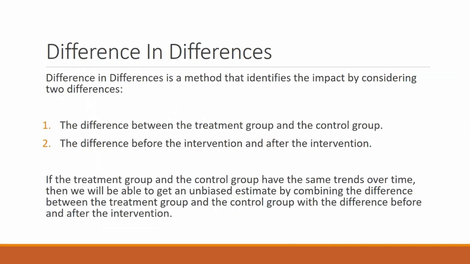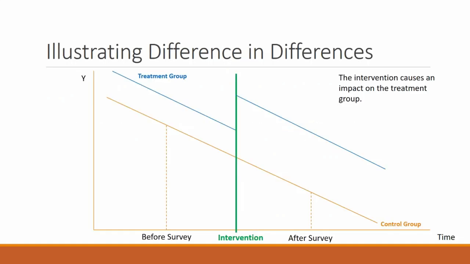But what I'm going to show you is that when I combine both differences, as long as the trends are the same over time, so as long as we have that parallel trend assumption, then if I combine these two differences, I will be able to get an unbiased effect. Let's see how that works.